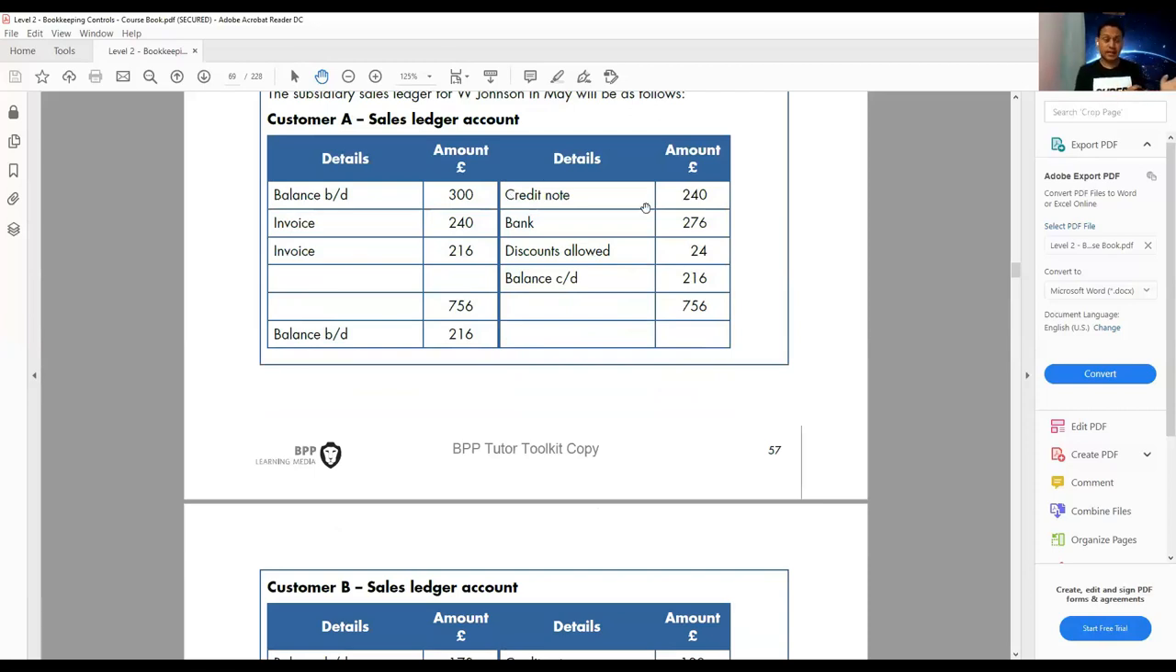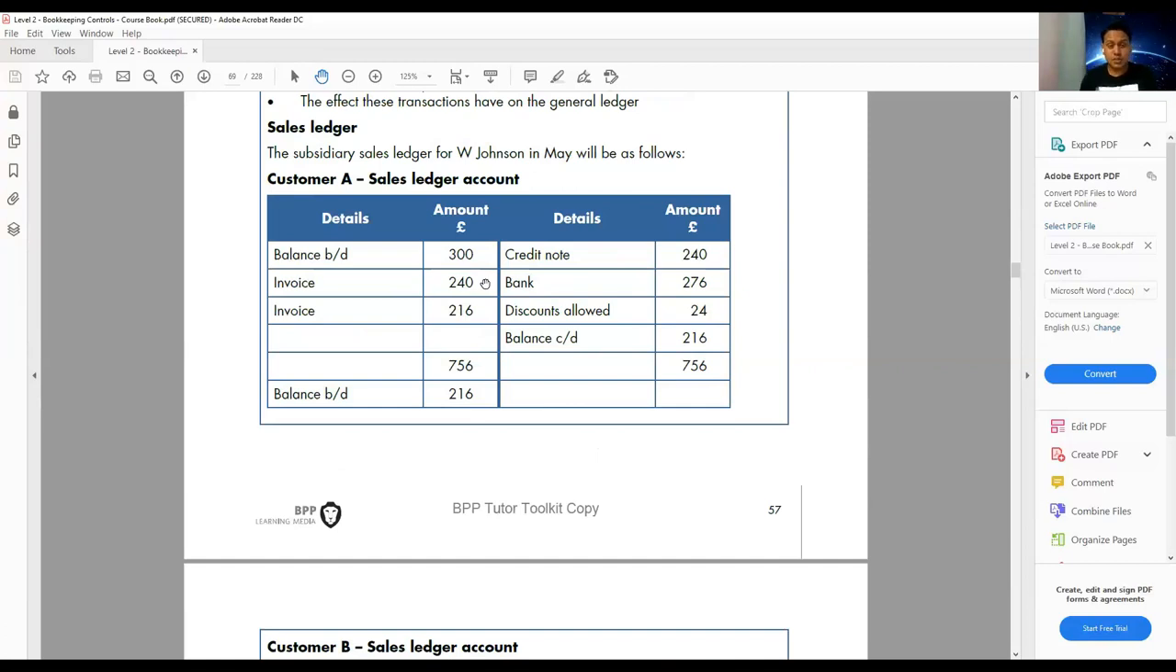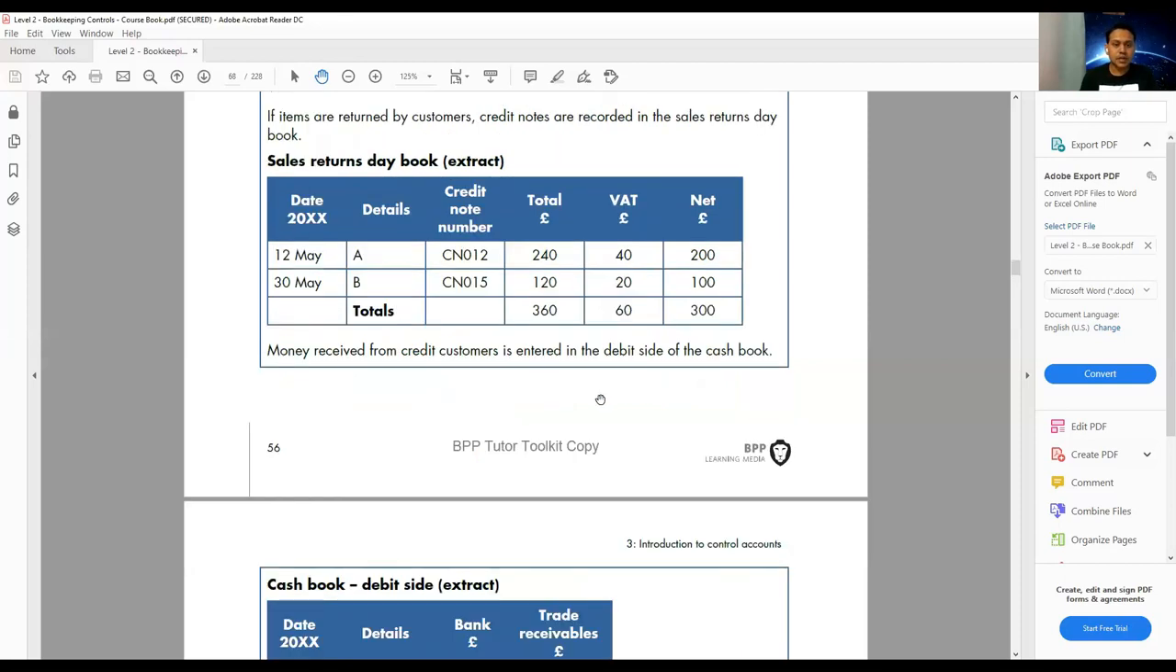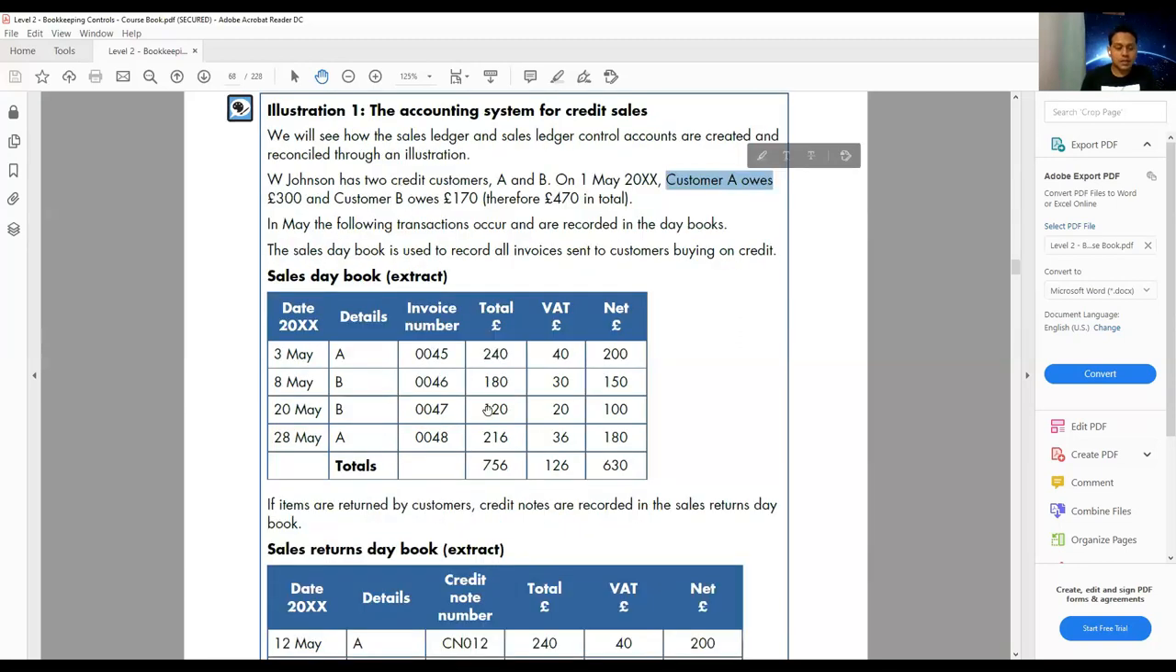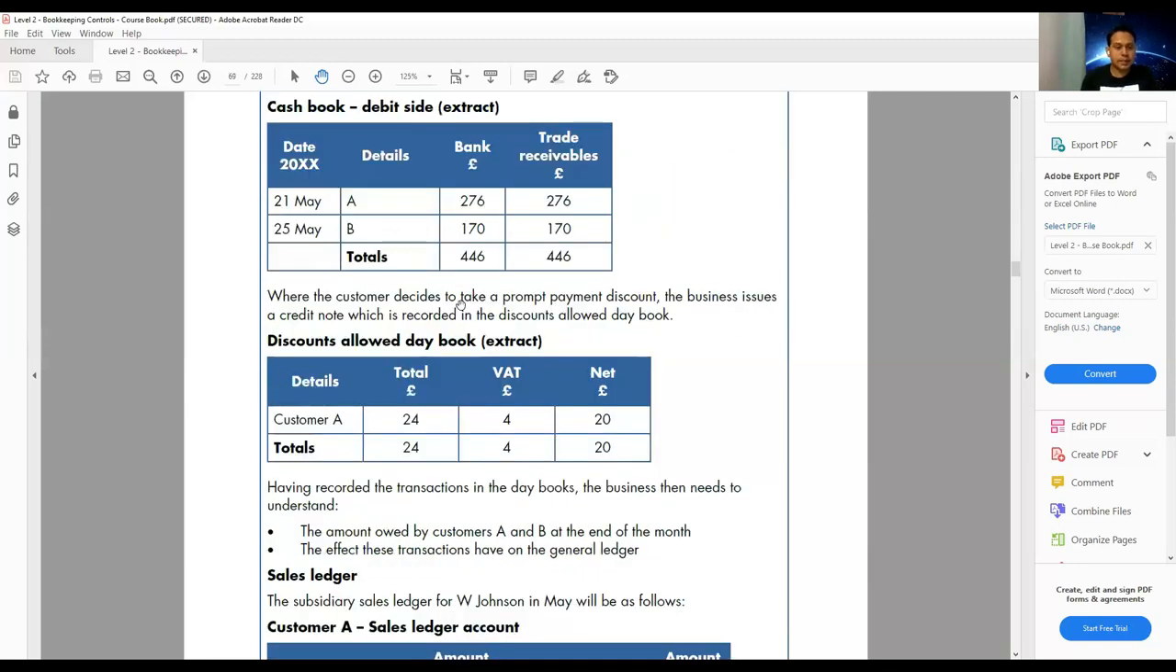Detail, amount. Left-hand side is the debit side, right-hand side is the credit side. Remember that, even if you don't write it, by default left-hand side is always the debit side and right-hand side is always the credit side. That's my sales ledger, so a customer account. It's an asset, so the opening balance will be on the debit side. Opening balance, balance BD, debit side, 300. Customer A owes £300.